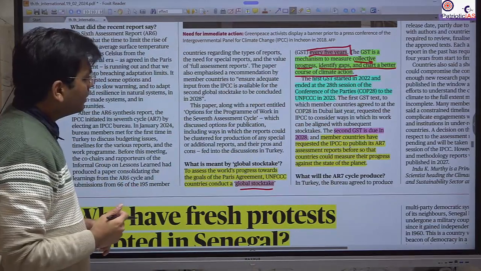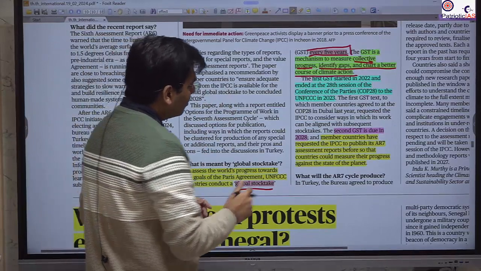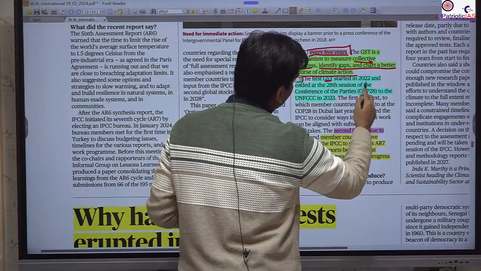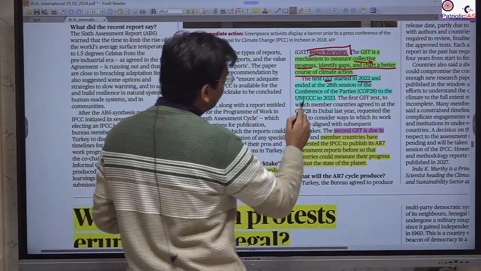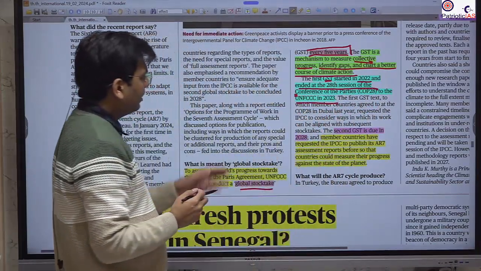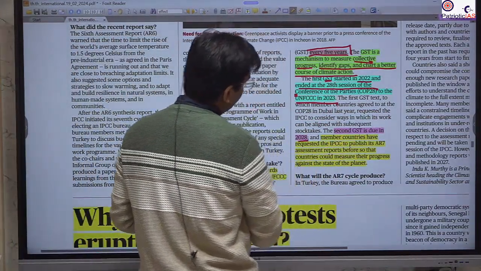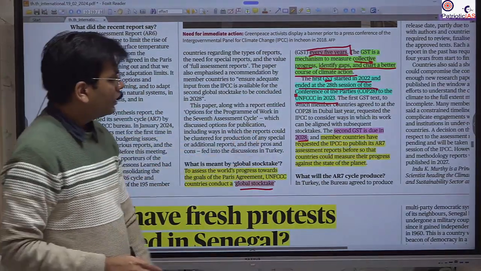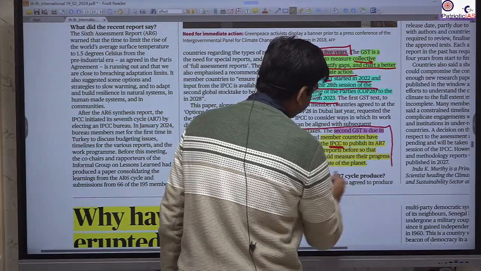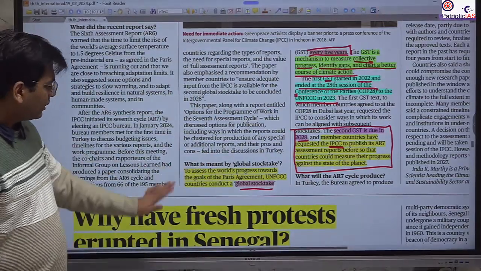So the first GST, this is not GST, goods and services tax, please don't confuse. It is the Global Stocktake, and it started in 2022, and it ended at the 28th session that we saw last year in the UAE. It was in Dubai. And the next one is to be in 2028, and we expect that the next report of IPCC will come before this Global Stocktake. So this is all about that.